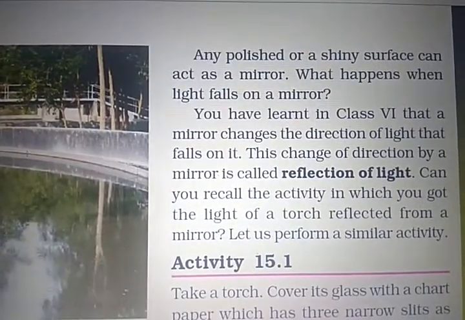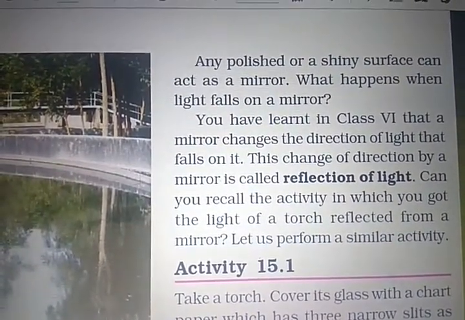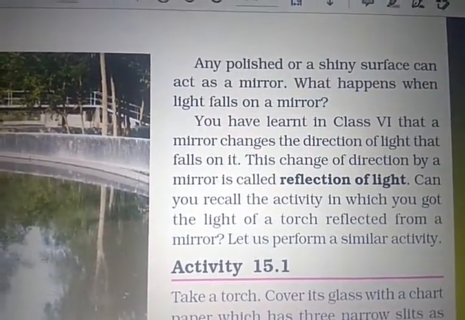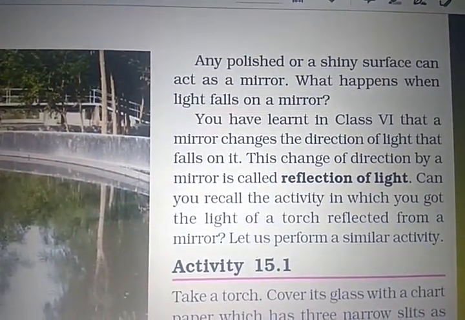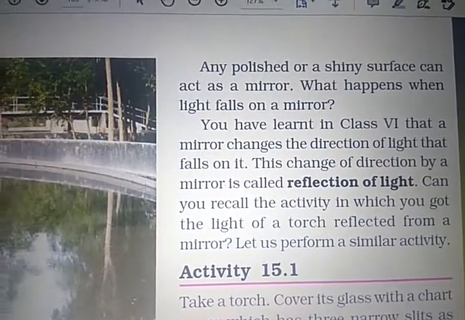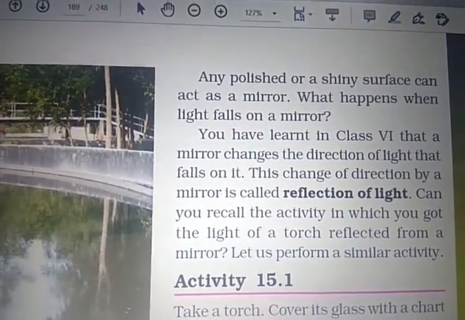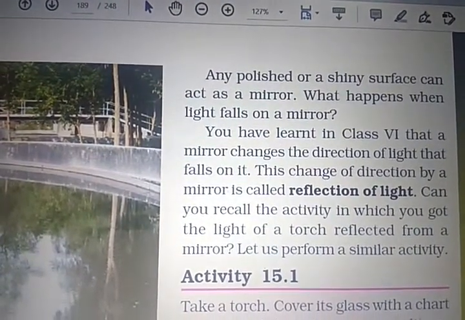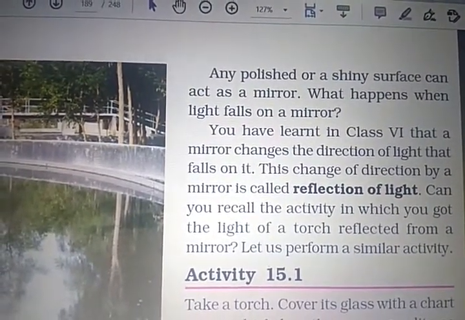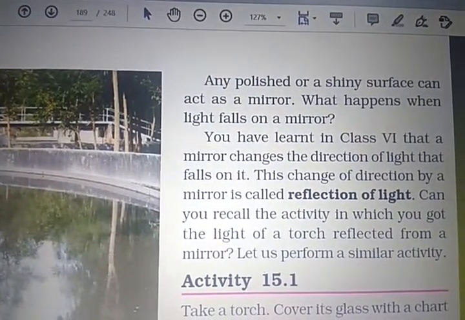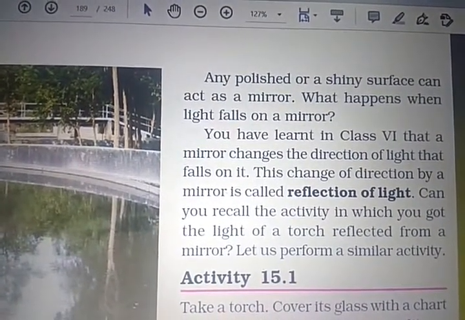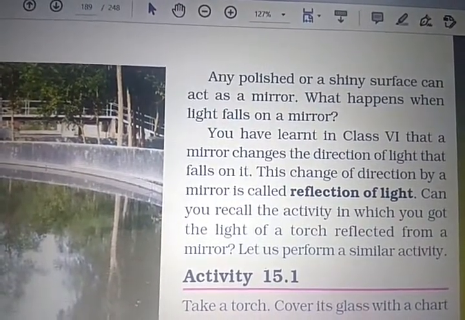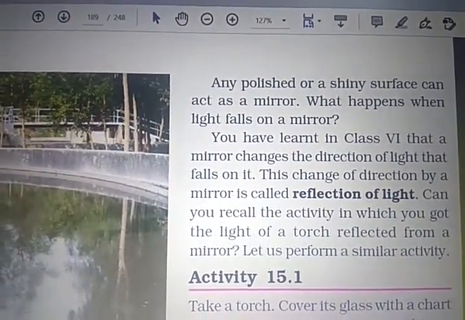So any polished or shiny surface can act as a mirror. What happens when light falls on a mirror? You have learned in class 6 that a mirror changes the direction of light that falls on it. This change of direction by the mirror, or the bouncing back of light, is known as reflection of light. Can you recall the activity in which you got the light of a torch reflected from a mirror? Let us perform this activity.